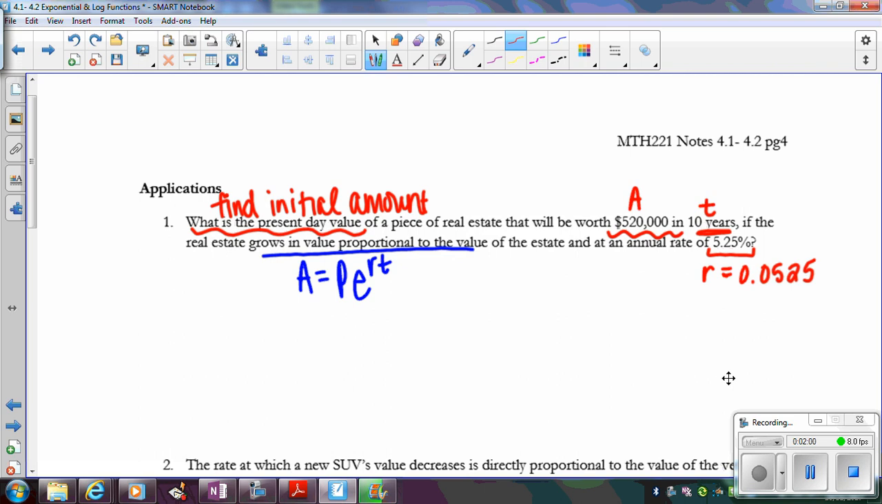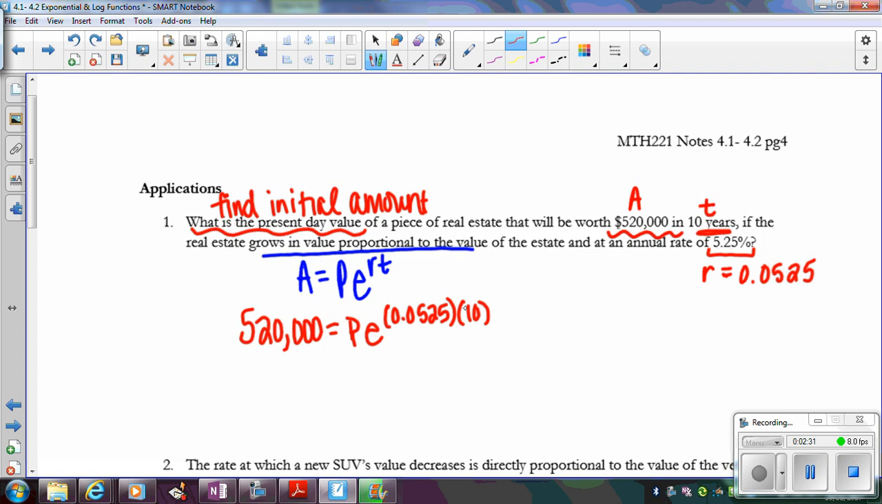Now we can go ahead and plug everything in. So 520,000 is the total amount. We're trying to solve for P. E, remember, is just a number. It's like 2.71. It's an irrational number. We have our rate, 0.0525, and our time period is 10 years. So we substitute in, and then we're just trying to solve for P. So we've got to get P by itself.